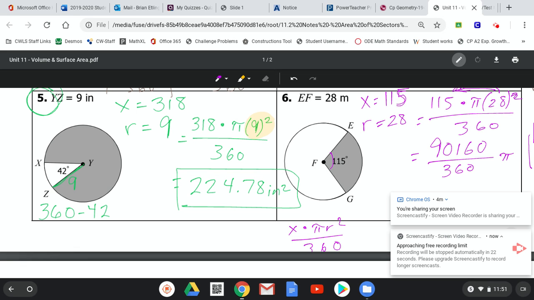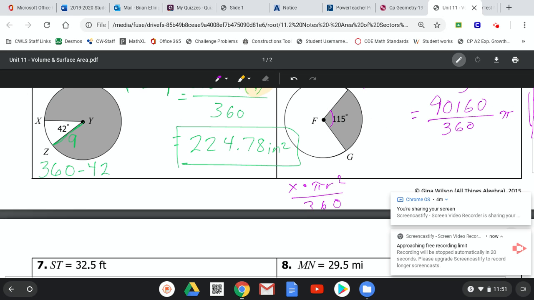So when we do that, it's just going to simplify down to 2,254 divided by 9 times pi. So that's how you're doing that, 2,254 divided by 9 times pi. And like I said, there are not going to be that crazy of fractions on MathXL. That's why I want to go through these with you.